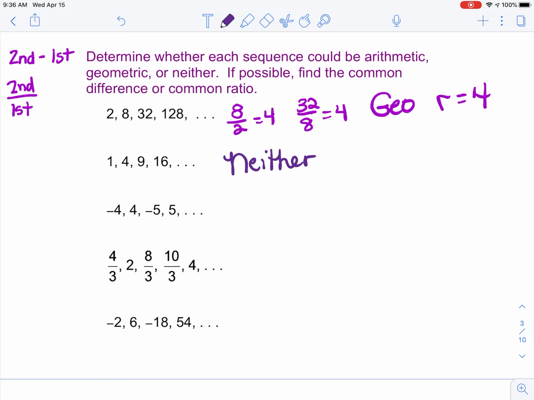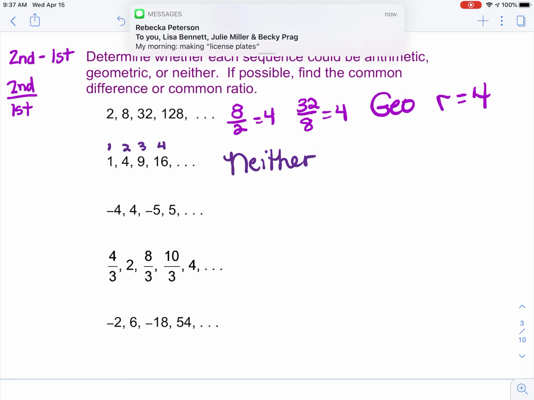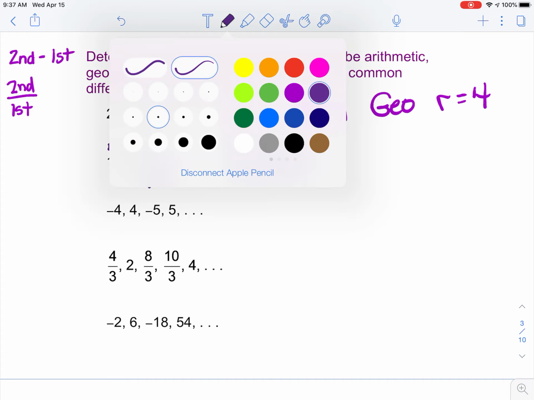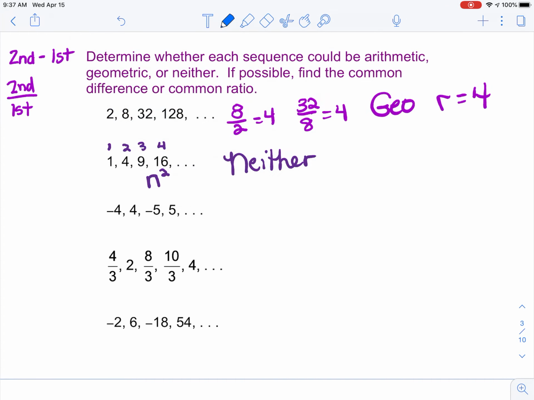Now, just because I want to show you something, on the neithers, they don't follow a rule, but I know that this is the first term, the second term, the third term, and the fourth term. My first term is 1, my second term is 4, my third term is 9, my fourth term is 16. So you should see that n squared is going to be your formula. Okay, let's try the next one.